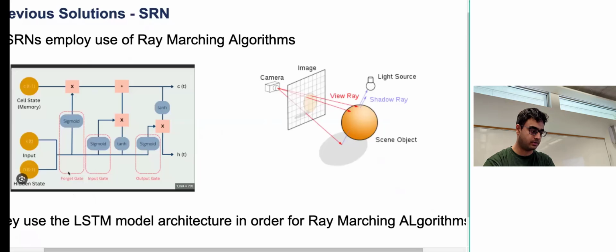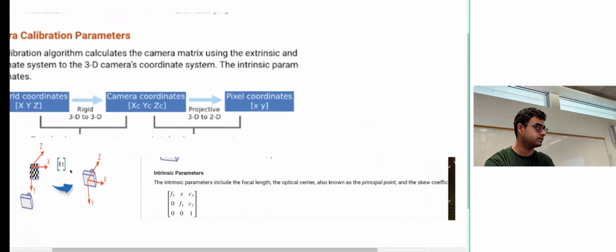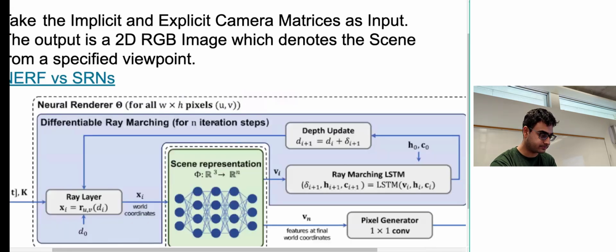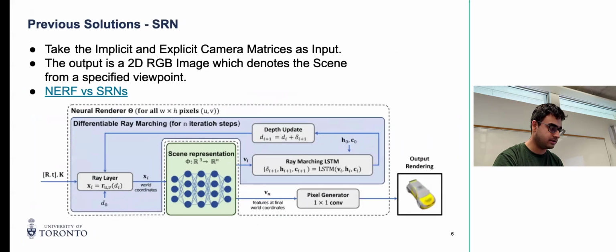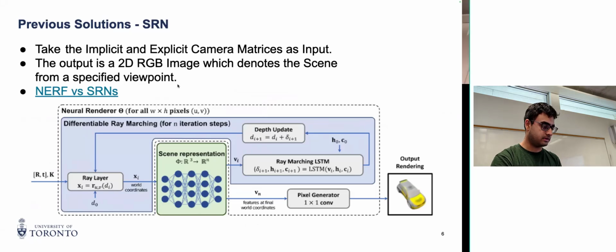On the left-hand side, you can see the implicit representation, which consists of a rotation and a translation vector. And this mainly is used to convert the world coordinates into the camera coordinates. And then after that, we would convert the camera coordinates into pixel coordinates by using the matrix on the right. So this was the input of an SRN, and the output of an SRN is the RGB image, which denotes the scene from a specified viewpoint.